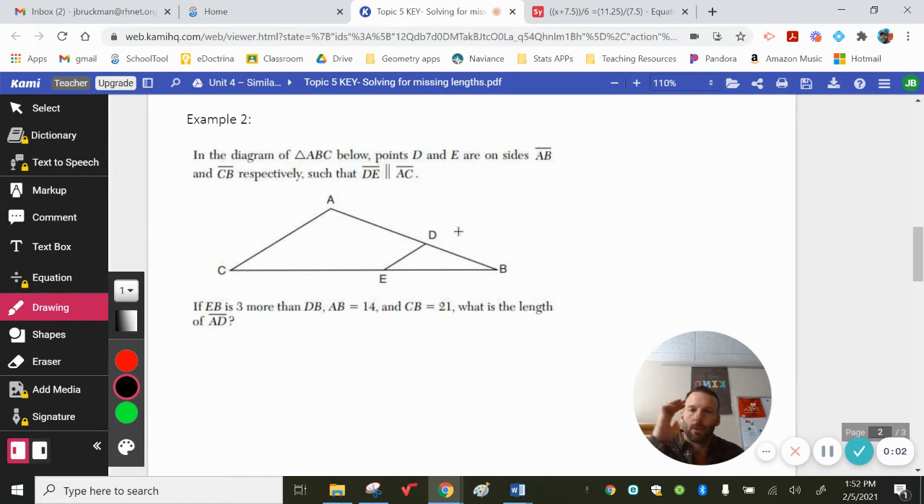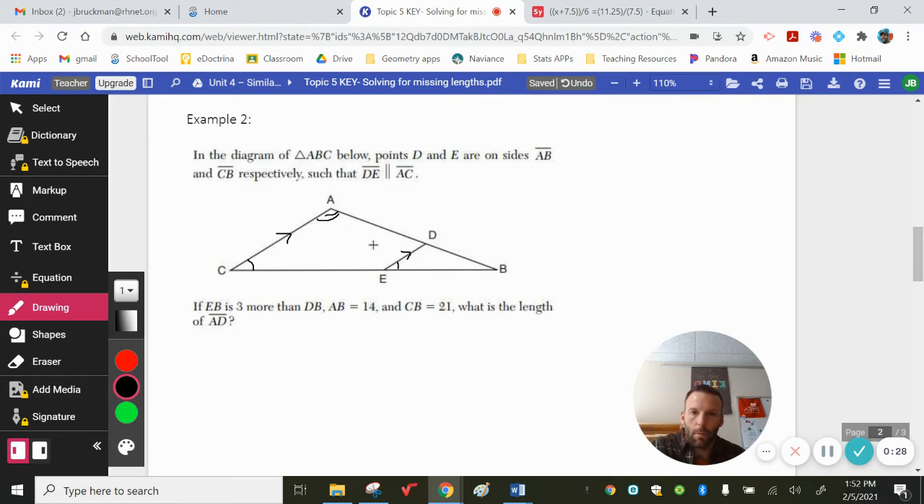Okay, here we go for example 2. This one says we have a triangle ABC drawn so that the points D and E are on the sides AB and CB respectively, such that the line segment DE is parallel to the line segment AC. And when lines are parallel, then certain angle relationships now have to be true, like these corresponding angles C and E, they have to be congruent to each other.